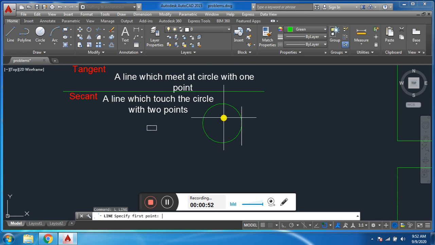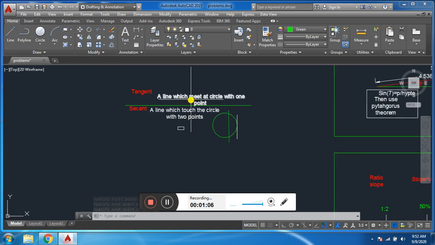If a line touches a circle at 2 points, this is called a secant. For example, if we have a line and it touches this circle at 2 points, one at this point and one at this point, this is a secant.